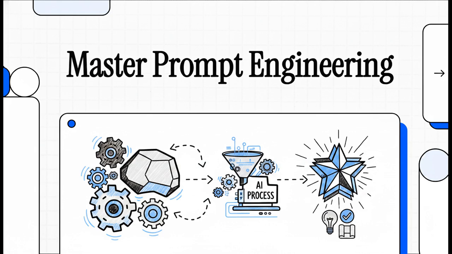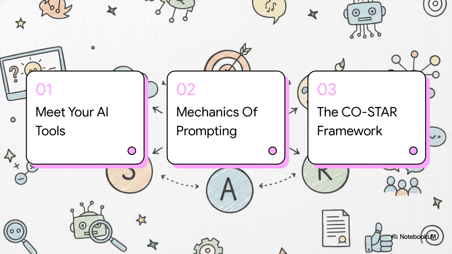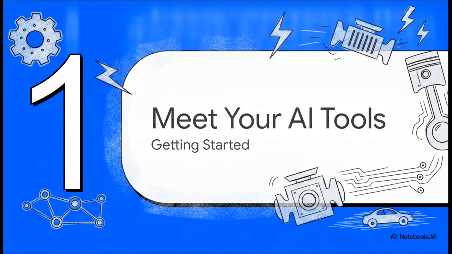We're going to look right under the hood to see exactly how these tools process your instructions so you can go from beginner inputs to professional results. To get there, we've got a really straightforward process for today. First, we'll meet your AI tools. Then, we'll break down the actual mechanics of prompting. And finally, we'll master the CoStar framework. So let's jump into Section 1, Meet Your AI Tools.